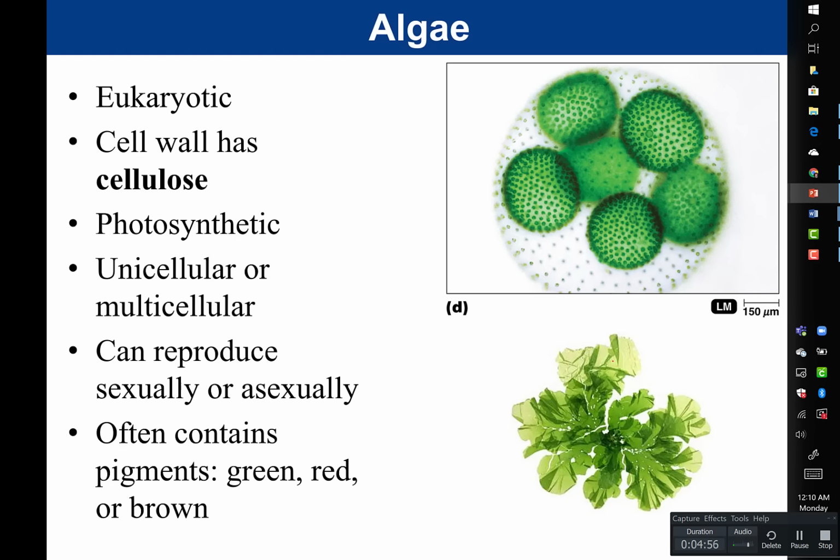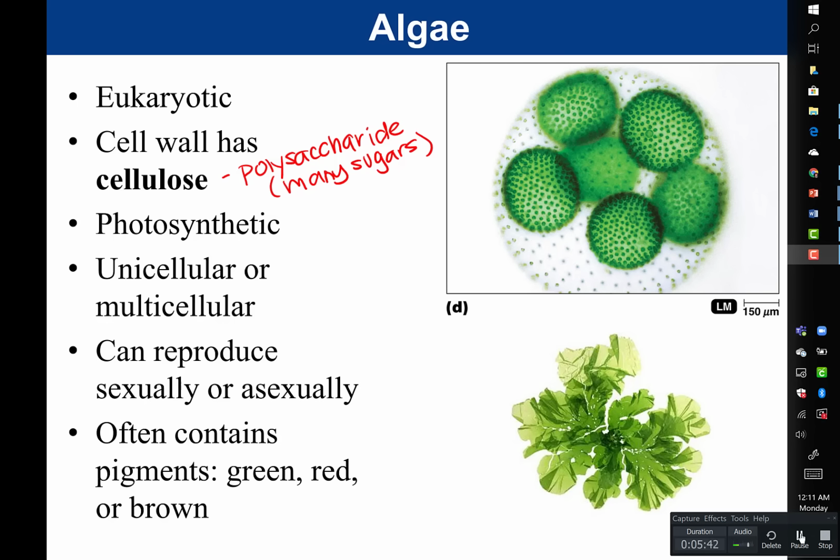So now we're going to move on to our algae. Algae are eukaryotic. They have a cell wall with cellulose. Just like chitin is a polysaccharide, cellulose is also a polysaccharide. So many sugars link together, just like the cell wall of fungi is made of polysaccharide. Algae are photosynthetic. They're able to do photosynthesis. They exist as unicellular or multicellular forms, so it could exist as either. They can reproduce sexually or asexually, so they can reproduce with a partner or without.